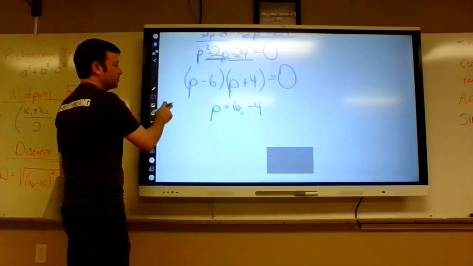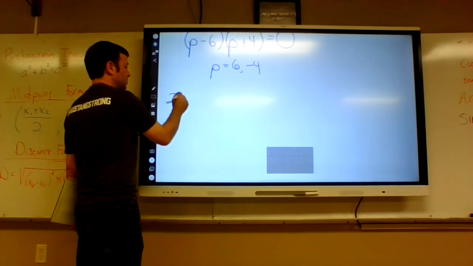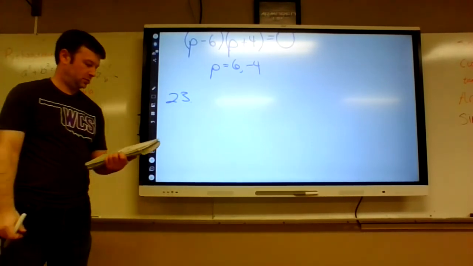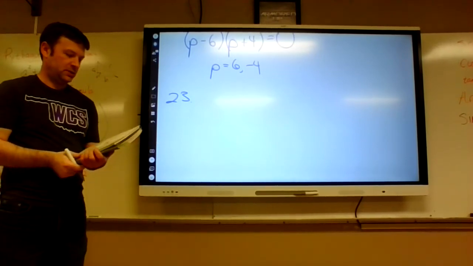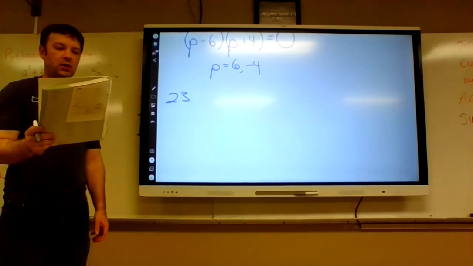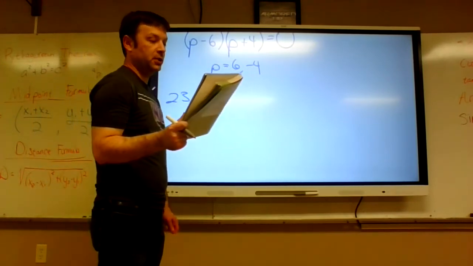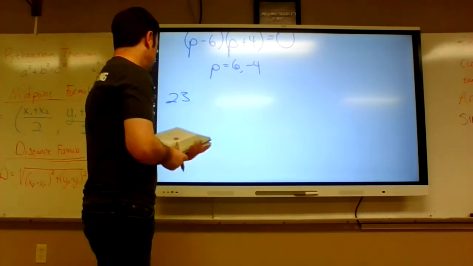Let's see. I didn't show my work on 15, so I kind of forgot how to do 16. We took stuff out. Number 23. Y squared equals 169.